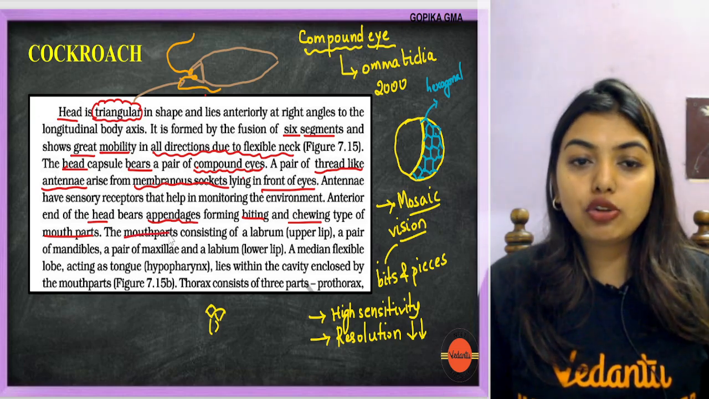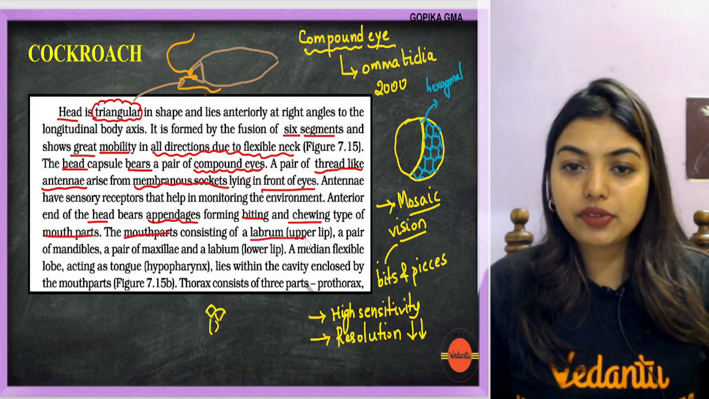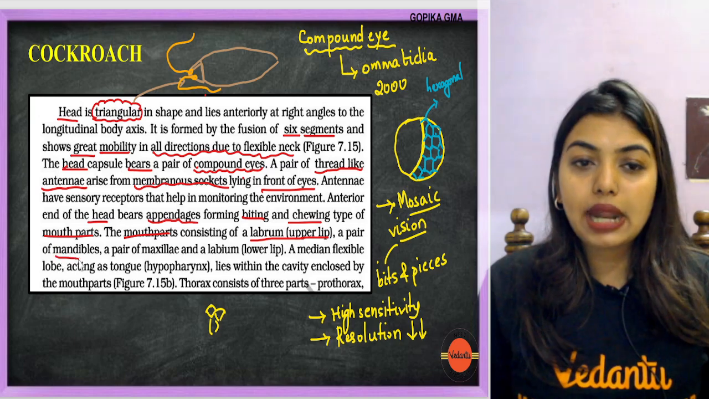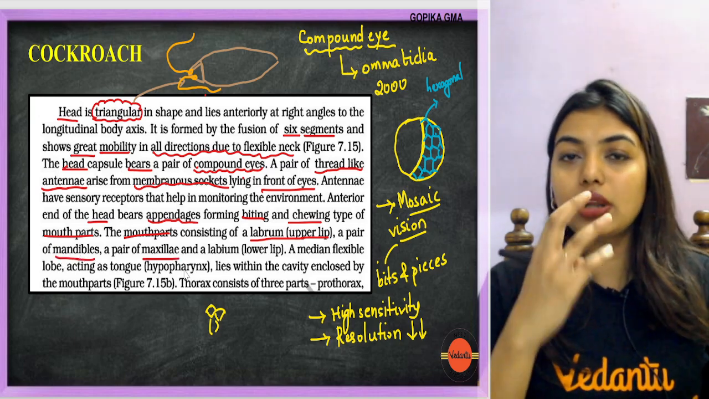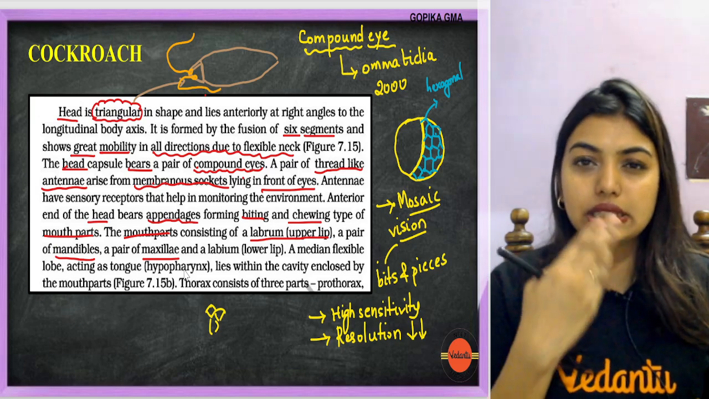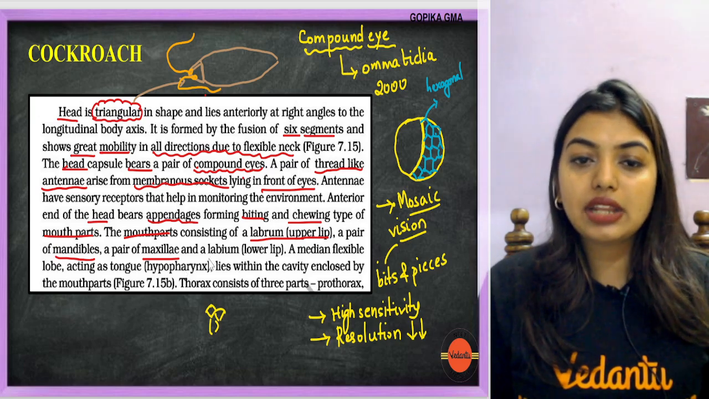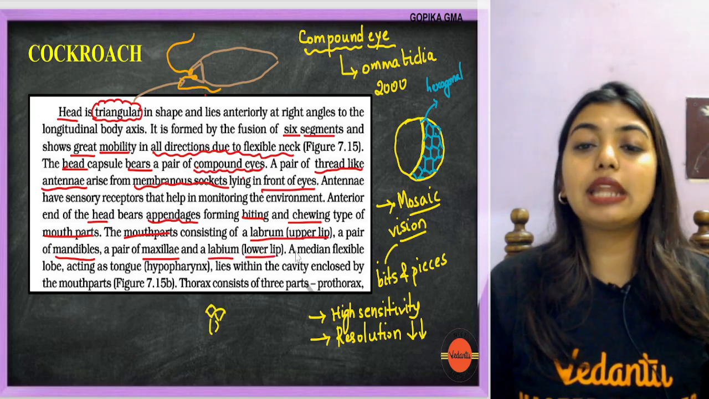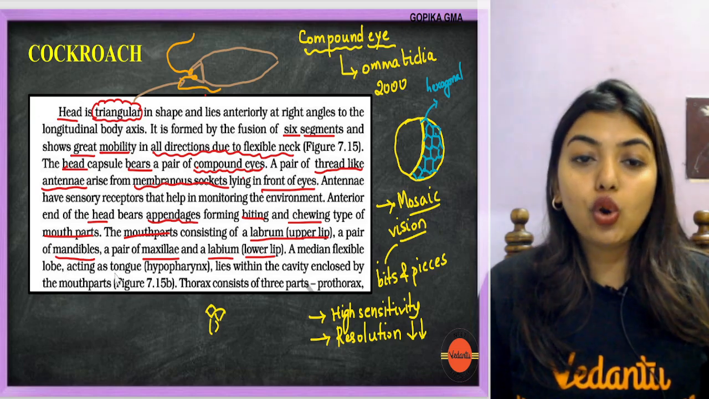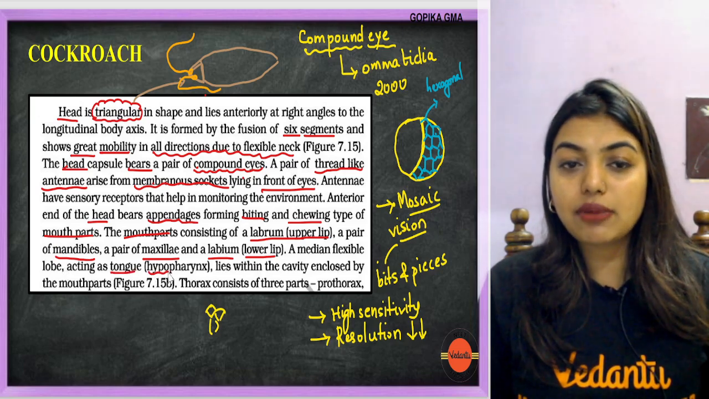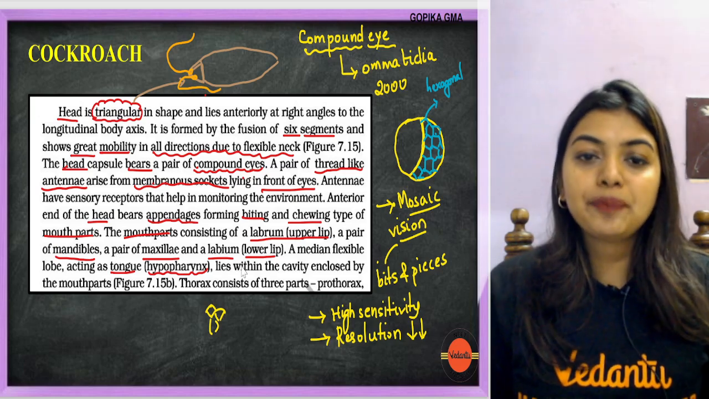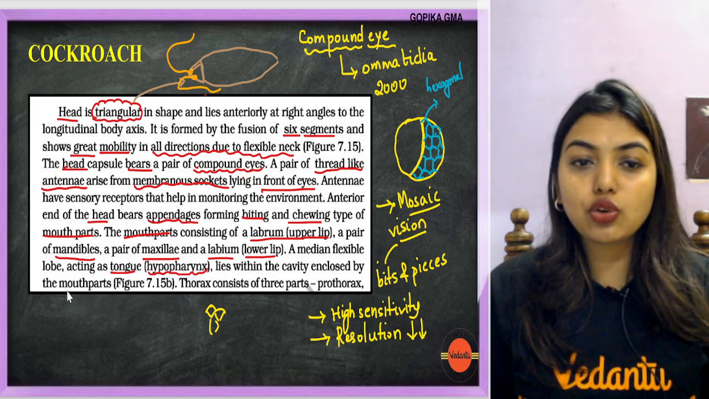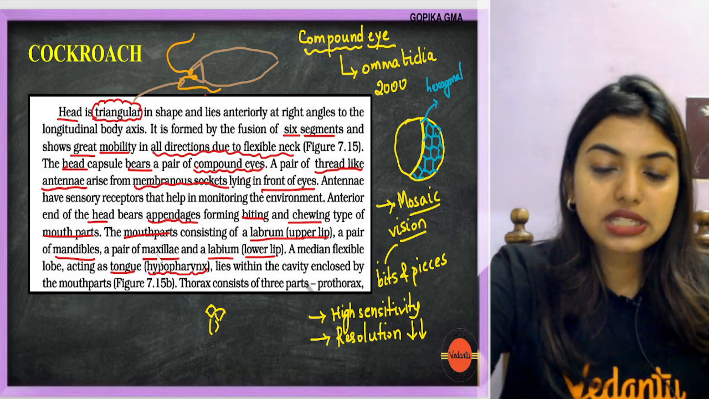The mouth parts consist of labrum, which is the upper lip, a pair of mandibles which help in chewing and biting, a pair of maxilla again to understand the touch and the feel, taste, and then we'll have the labium, which is the lower lip, and a medial flexible lobe acting as a tongue. So they have something that is going to act like a tongue, which is called the hypopharynx. They lie within a cavity enclosed by the mouth parts. So I hope this is clear.